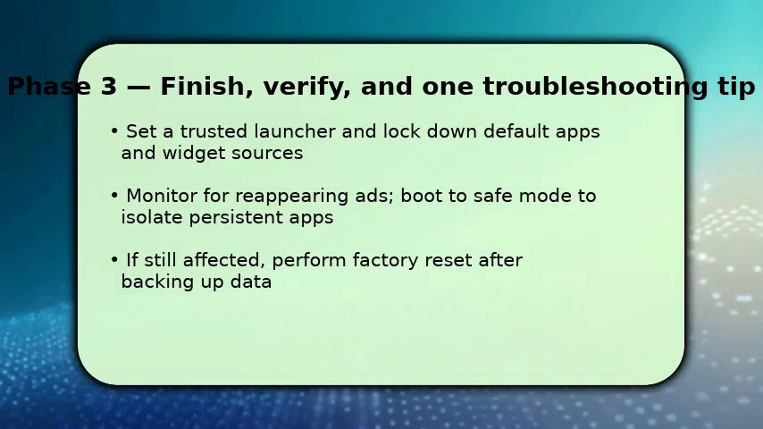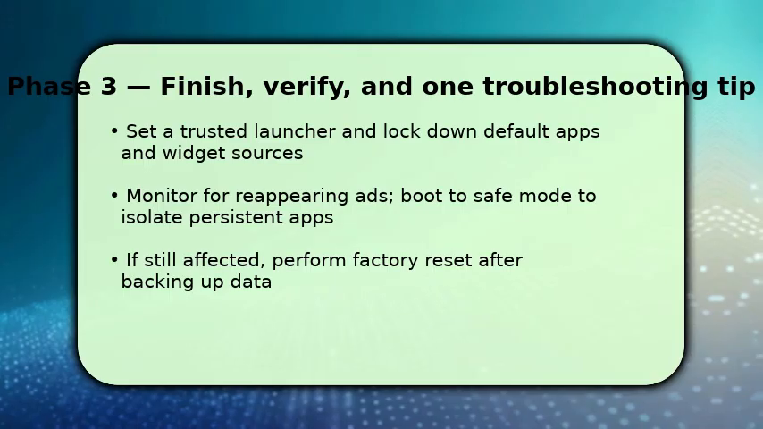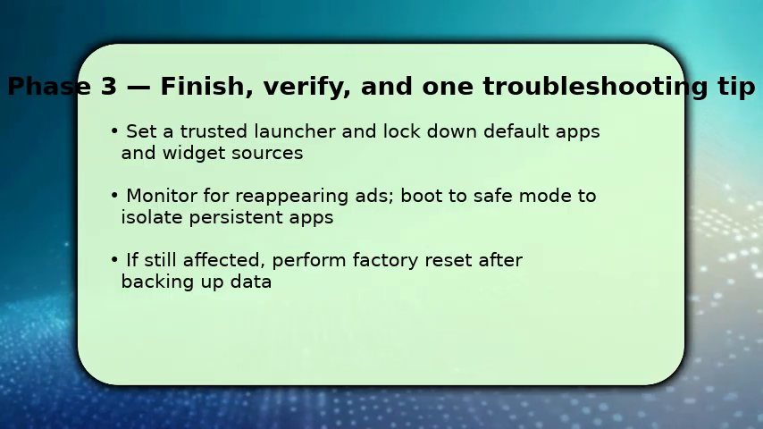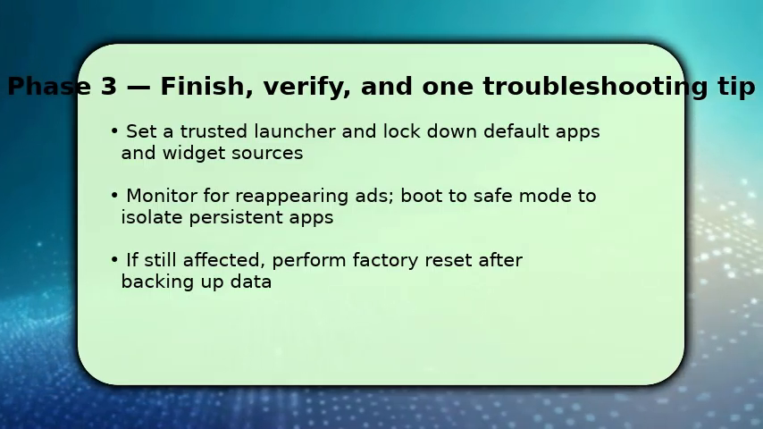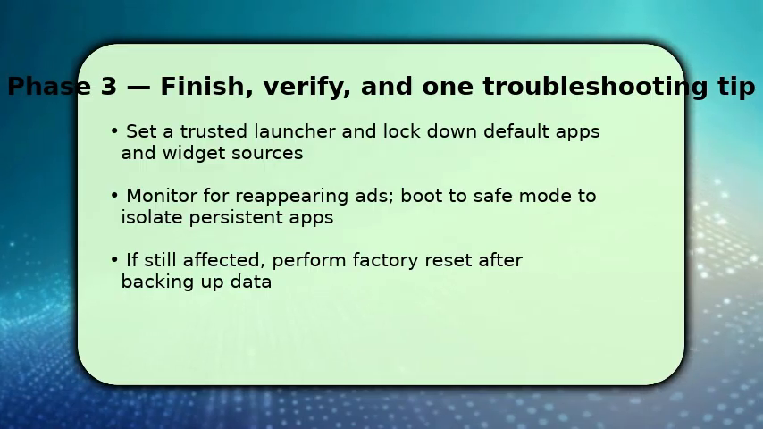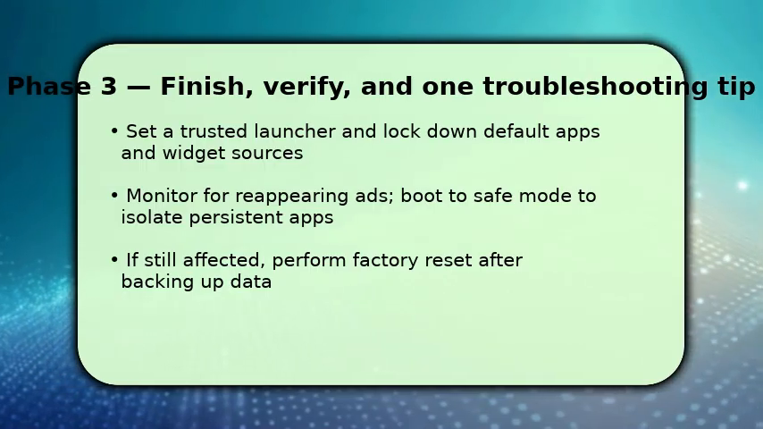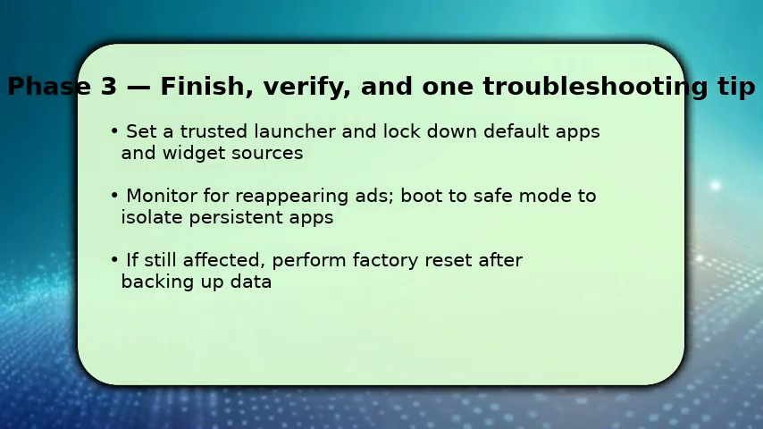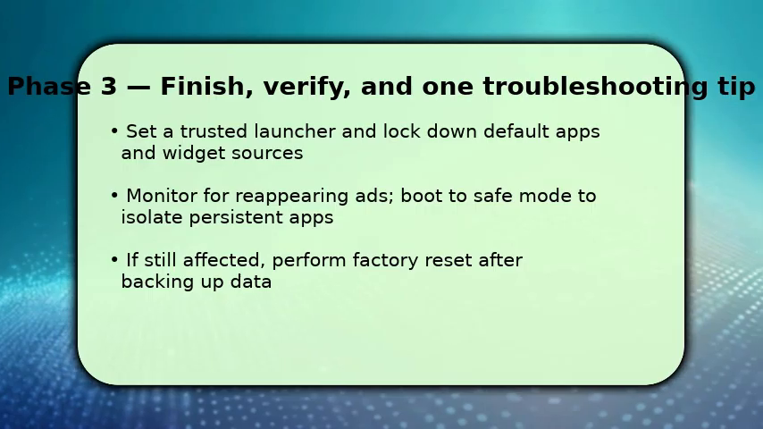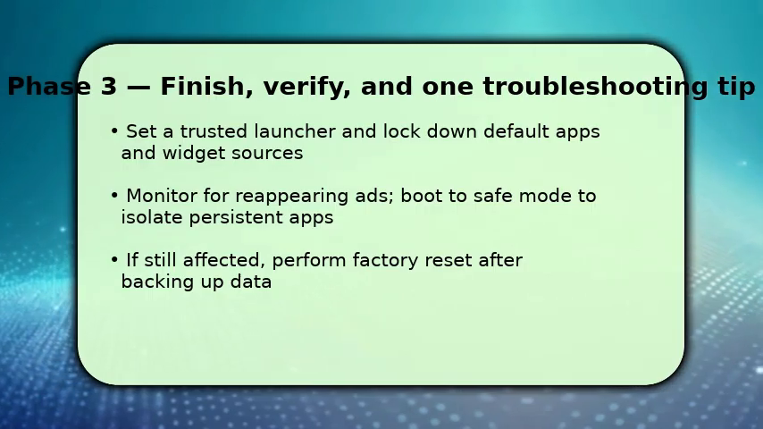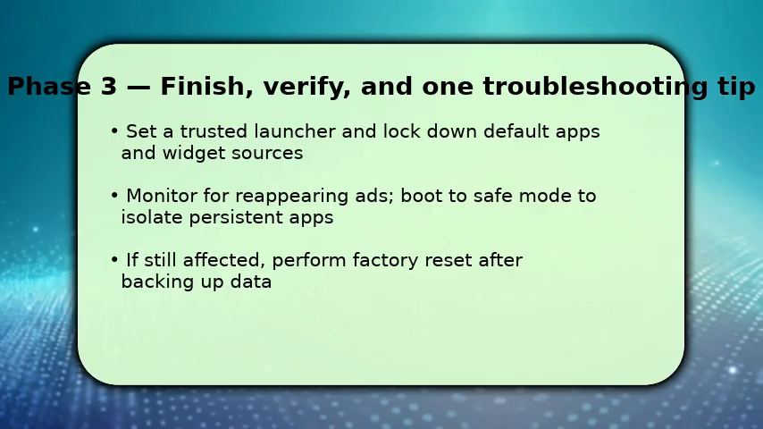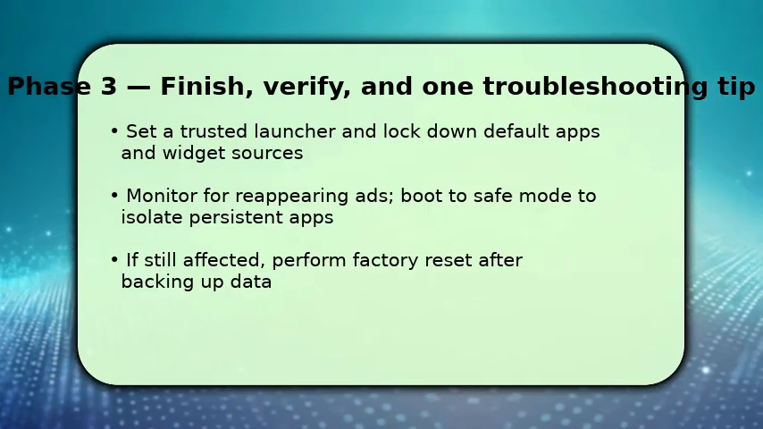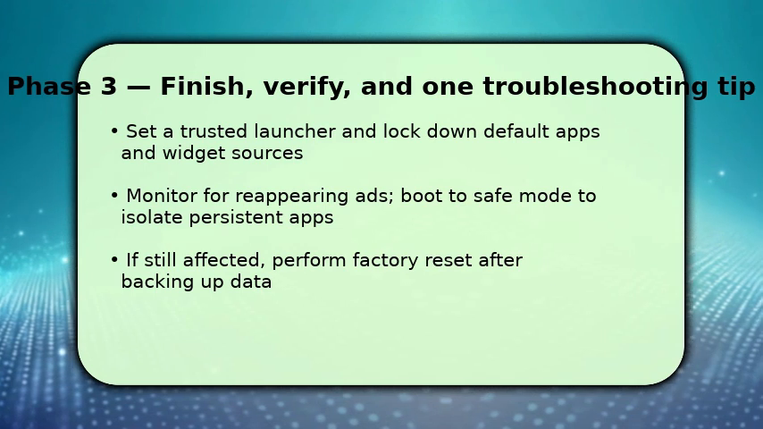Once configured, monitor the home screen for reappearing ads for 24 to 48 hours. If ads persist, boot into safe mode to isolate the problematic app. Safe mode disables third-party apps so you can identify the culprit. If nothing else works, back up your data and perform a factory reset. As a key tip, clear caches and change passwords after the reset to stop reinfection.